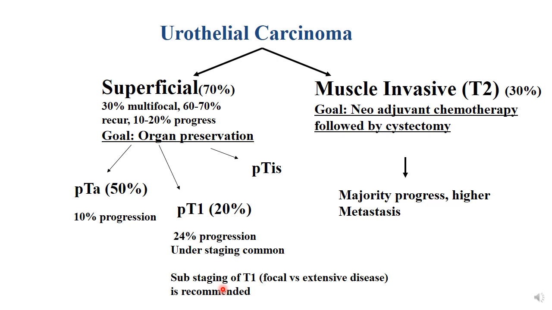So now in the newer AJCC staging manual, it is clearly emphasized that wherever possible, you should try to substage T1 tumors into focal versus extensive disease. The muscle invasive disease is classified as T2 disease. And in superficial disease, the goal is organ preservation, while in muscle invasive disease, the goal is neoadjuvant chemotherapy followed by cystectomy. That is the typical gold standard and the goal. And the majority of these tumors progress with higher metastasis.